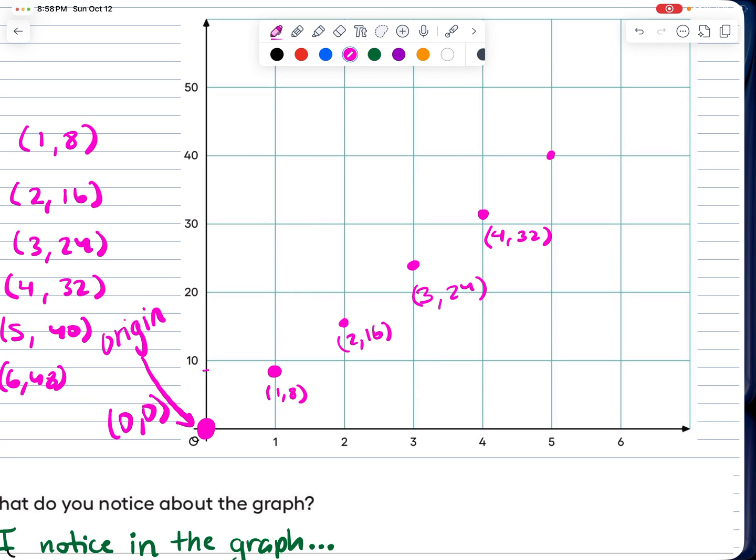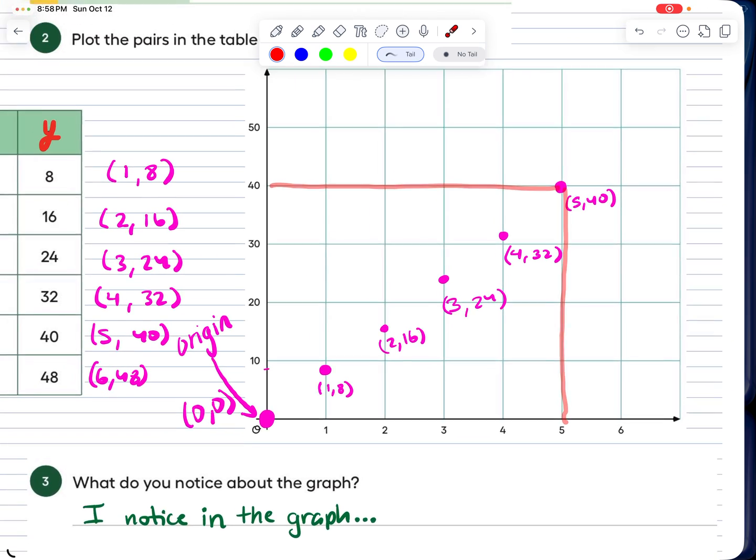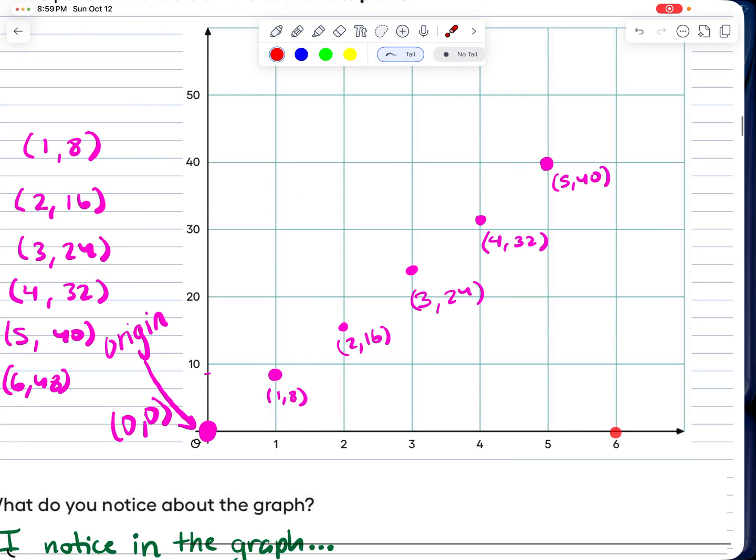So 5 and 40 right here. Luckily, there's already a line that says 40. And it's lined up right here. So 5 and 40. And the last one is 6 and 48. So 6 goes up. 50 is here. This is 50. So maybe a little bit less, like right here maybe? Around there. Oh, 6. I meant to put 6. And 48. There you go.